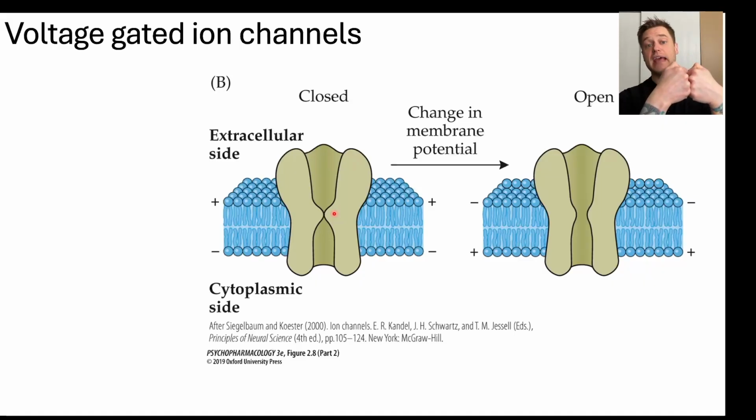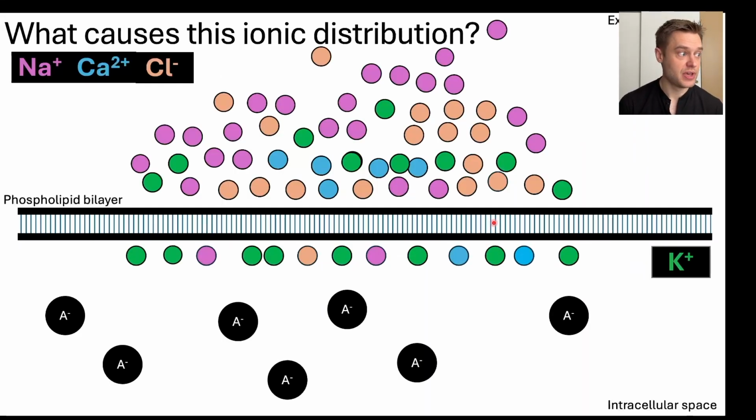Now, let's say that we get an action potential, which is an electrical flow down the neuron. This voltage-gated ion channel, as the name suggests, is going to react to that change in voltage, causing it to open. This is called a conformational change. So, a change in the membrane potential causes this voltage-gated ion channel to open, which would then allow the influx or the efflux of the various ions.